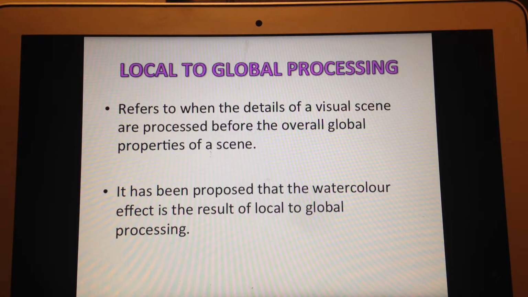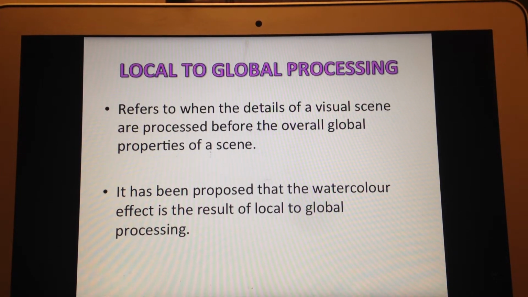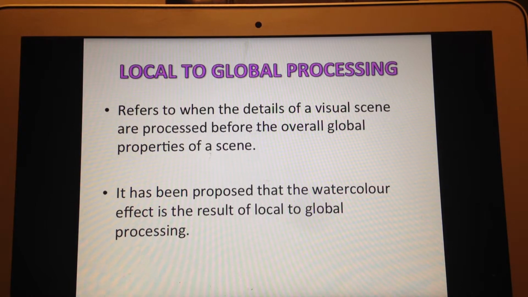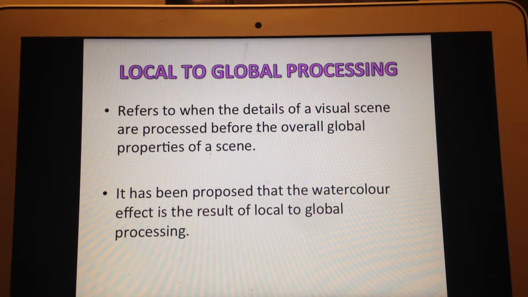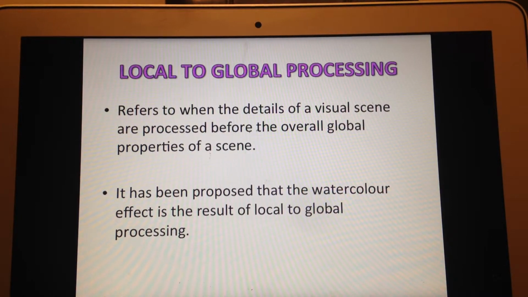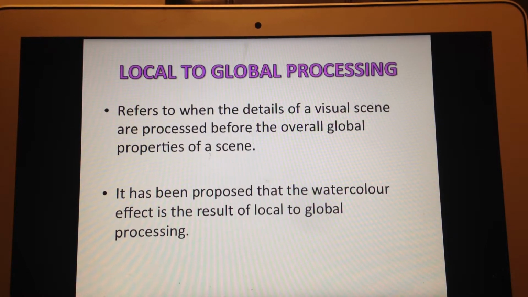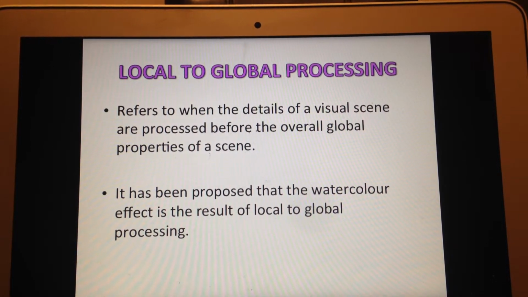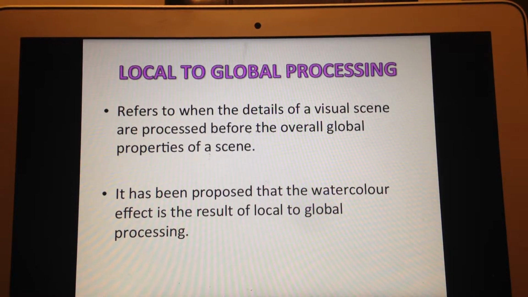Another proposed theory for how the watercolour illusion occurs is that it is the result of local to global processing of visual information. During the local processing stage, spatial frequency and detailed information is processed, such as the contours. This is followed by the global processing stage, which is when the low spatial frequency information is processed. This enables large-scale colour spreading onto the bordered surface.